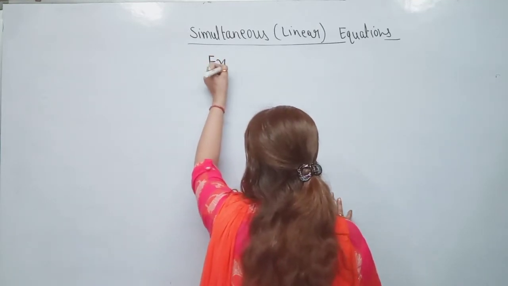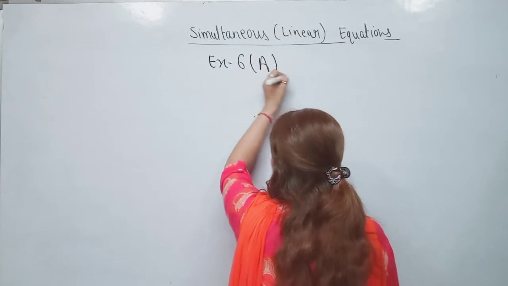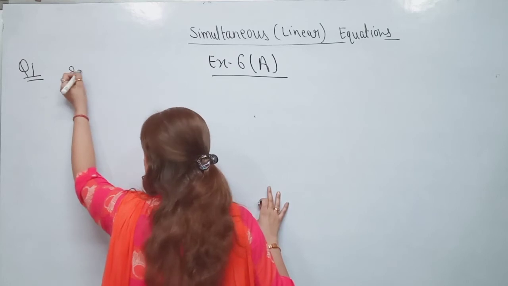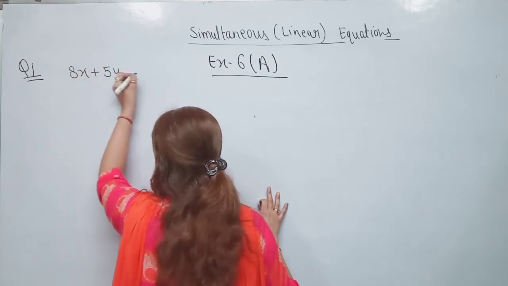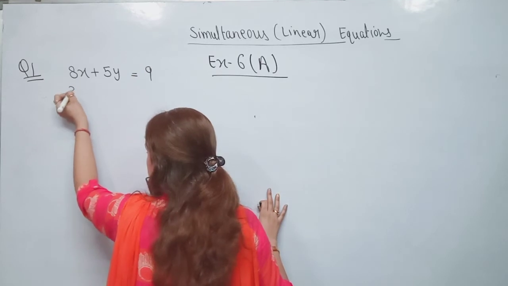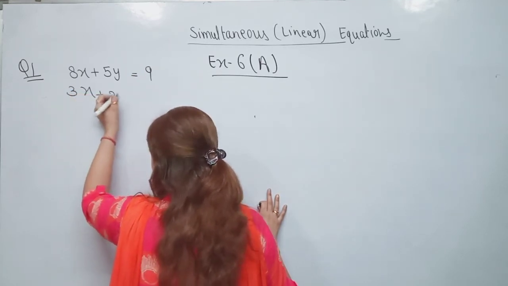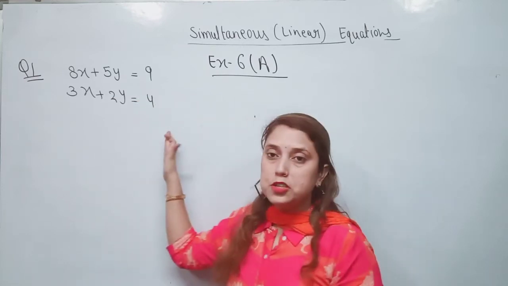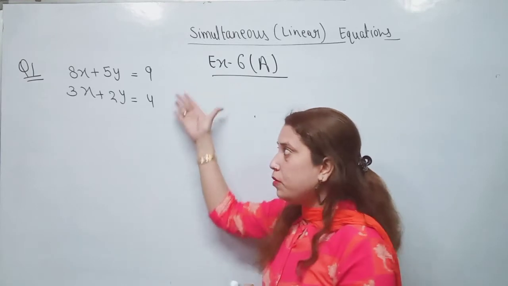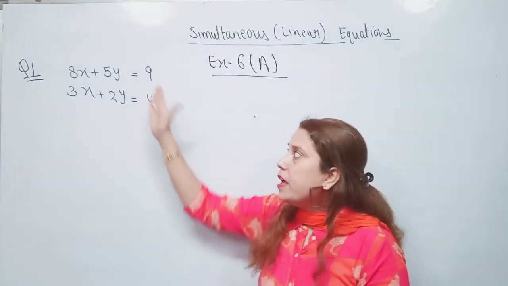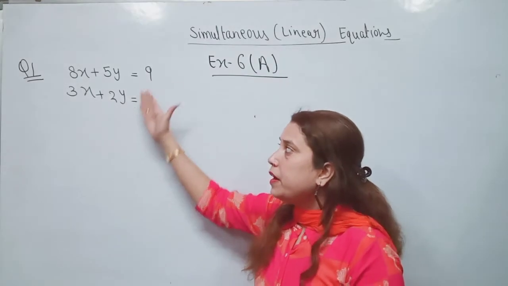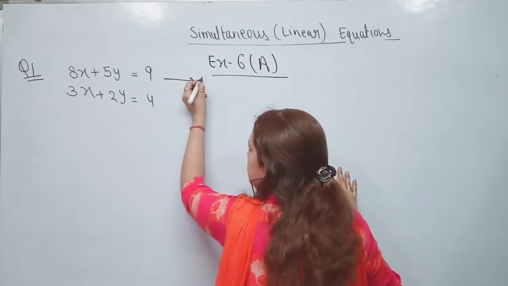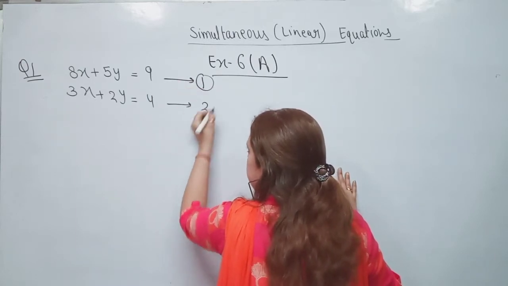So let's start with exercise 6A. Question number 1. The question is 8x plus 5y is equal to 9, and the second equation is 3x plus 2y is equal to 4. The question is to solve by substitution method. Find the values of x and y by substitution method. So first we let this be equation first, this be equation second.